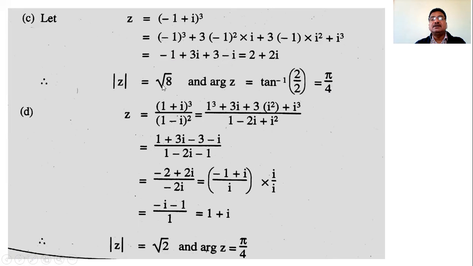So if you have to write the polar form of this number, then write it as root 2. This z is equal to root 8, in bracket cos pi by 4 plus i sin pi by 4. Then the last number, this is (1 plus i) cube.